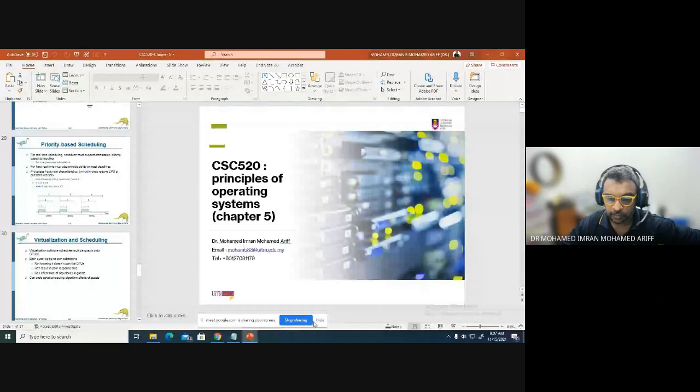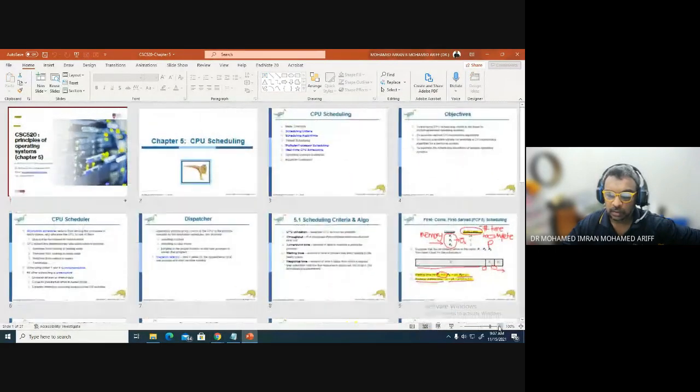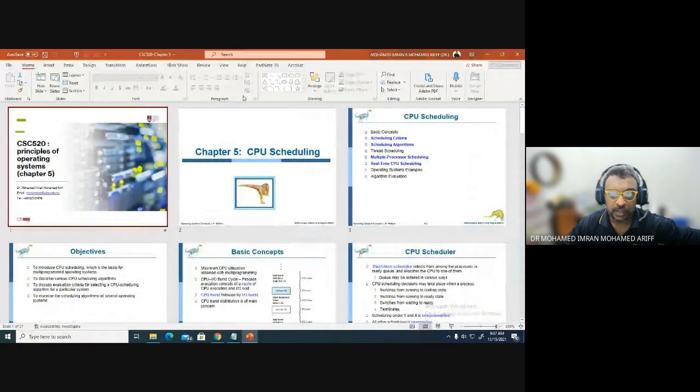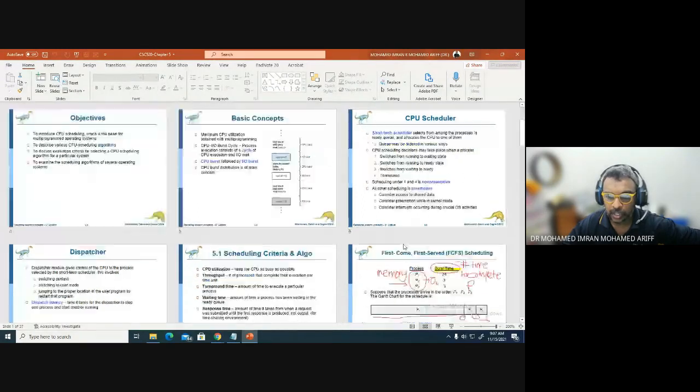Halfway on chapter 5. So today we will continue with chapter 5. So let us just go through again what we have done in chapter 5 so far. Chapter 5 talks about CPU scheduling. So we have understood what CPU scheduling is.